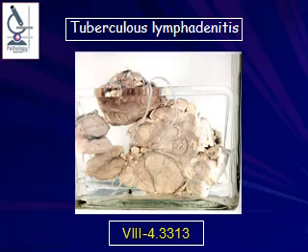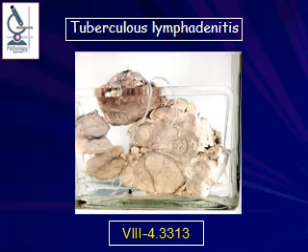How do we describe this lesion? We have multiple lymph nodes enlarged and matted together. What do we mean by matted together? We mean they are adherent to each other. The cut section of these lymph nodes shows this yellowish material, which is caseous material.